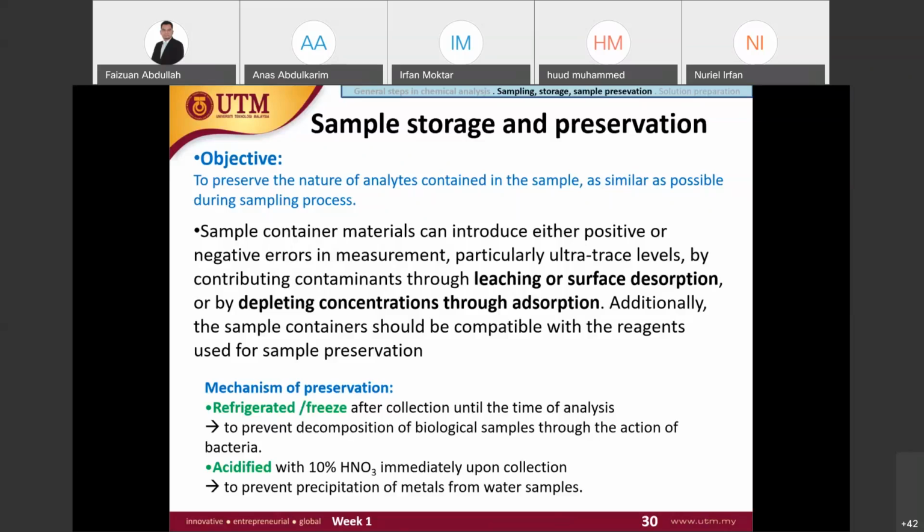From the sampling site all the way to the lab, we have to store our sample in a very proper way, and we have to preserve the sample. Why do we need to do that? As we can see in the slide, it is to preserve the nature of the analyte contained in the sample.